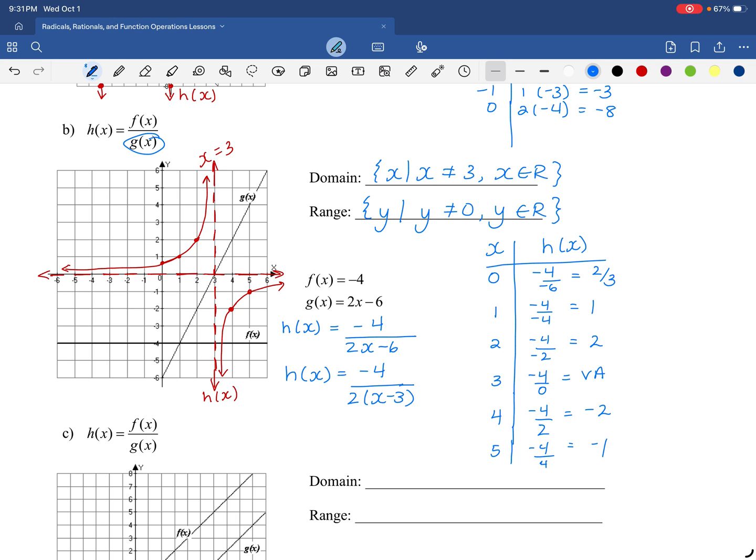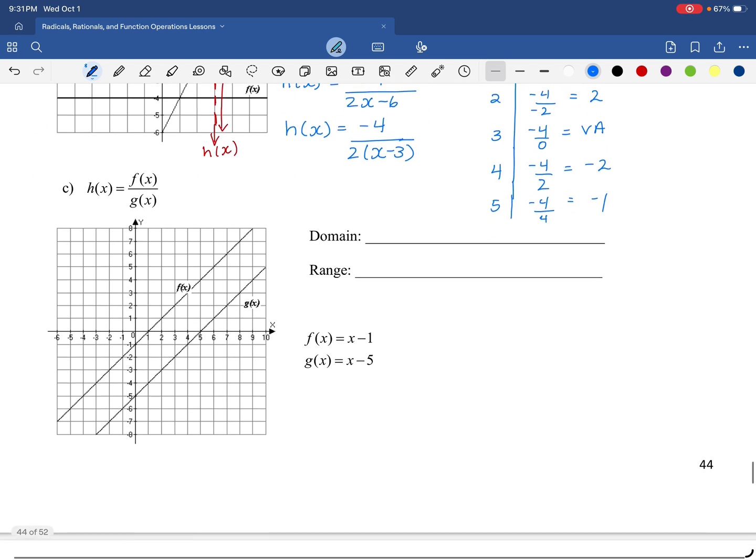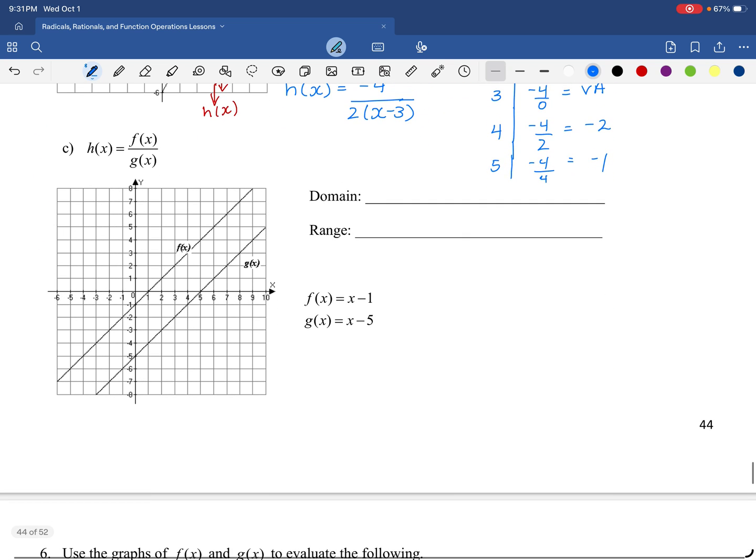Perfect. Okay, and our last example here. So this one is another quotient. So again, I'm just going to really quickly write it right here. So h of x is going to be f, which is x minus 1, over g, which is x minus 5. Okay, so right away I can tell I have a non-permissible. I have a vertical asymptote. The vertical asymptote is sitting at x equals 5.